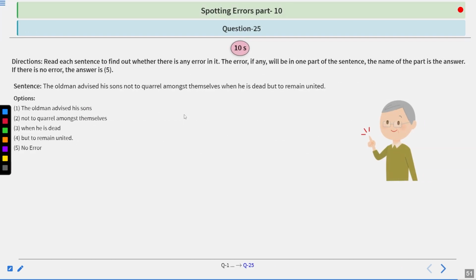The old man advised his sons not to quarrel amongst themselves when he is dead, but to remain united. You have options and 10 seconds to spot the error.